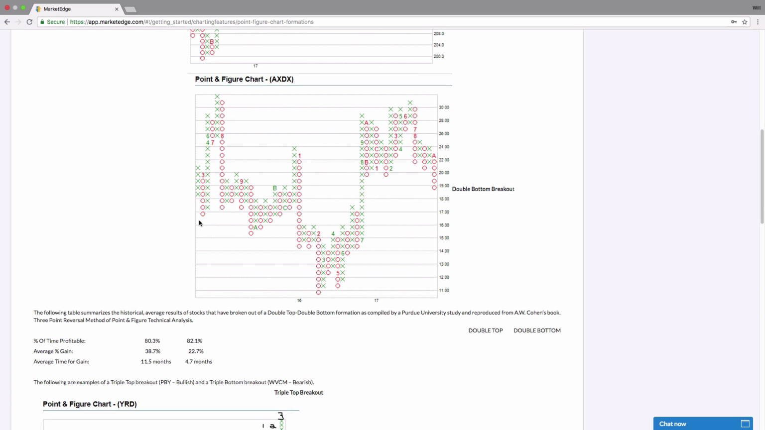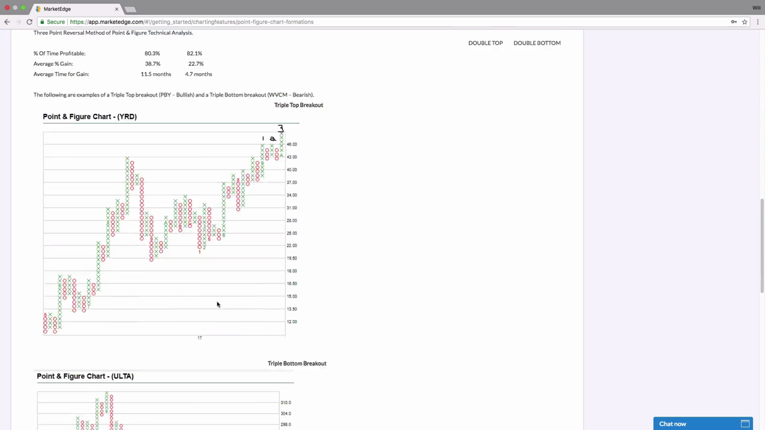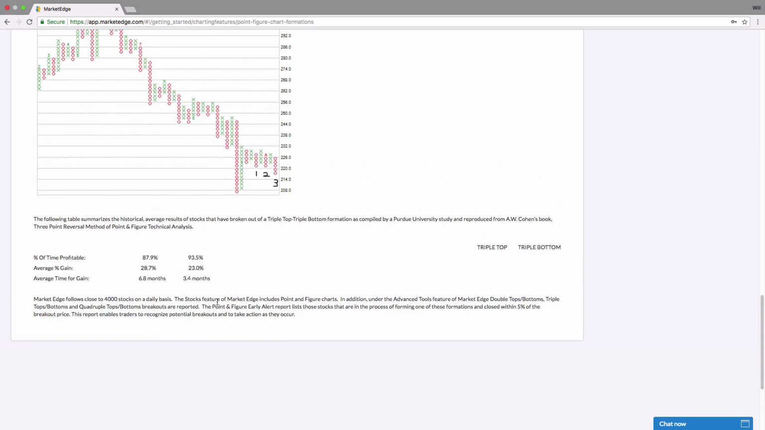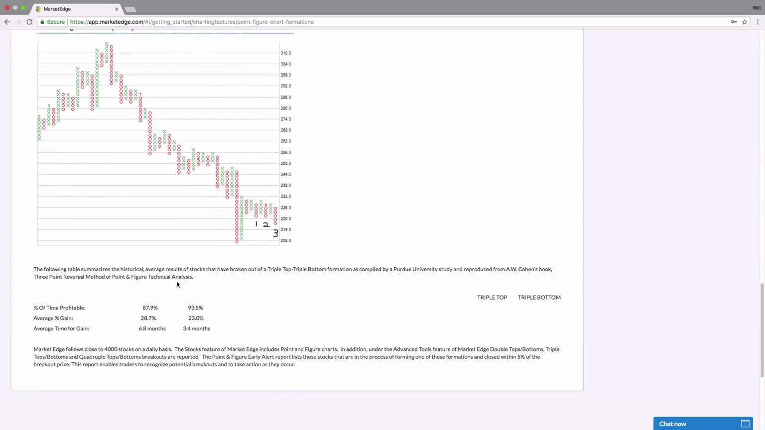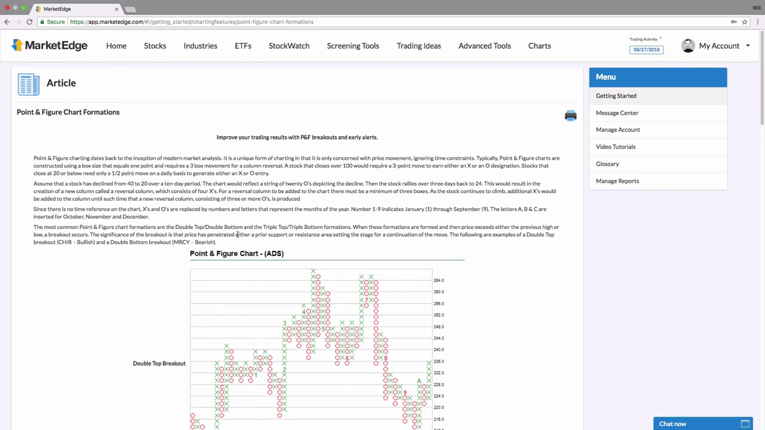Right, and as you were going over earlier, we've got this neat little spread here for percent of time profitable, average percent gain, and average time for gain. Here you've got your double tops, 80.3% for percent of time profitable, average gain percent 38.7, and over here is your double bottom percent. You can use these to inform your investing strategies, and you've got your triple bottoms and triple tops here. So that's really what we wanted to go over this week.